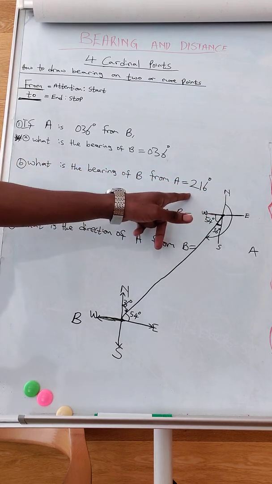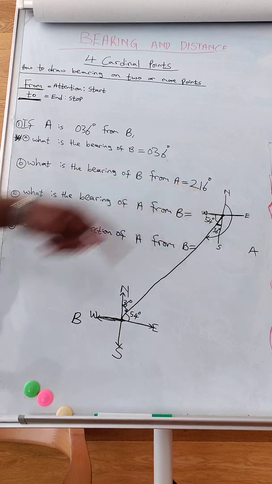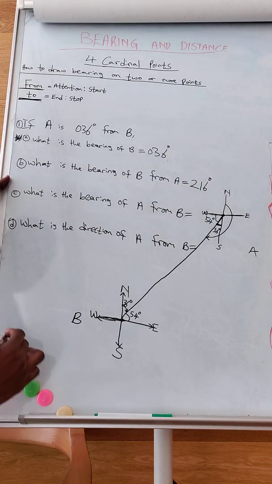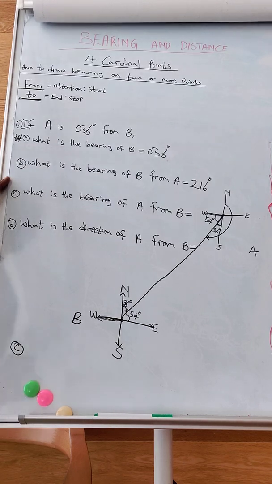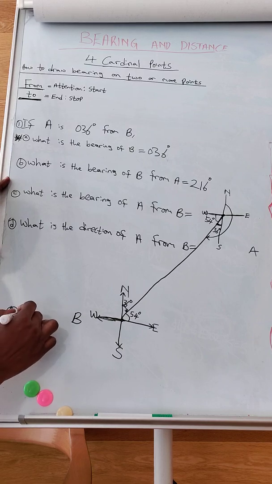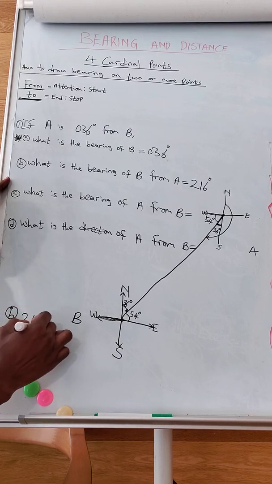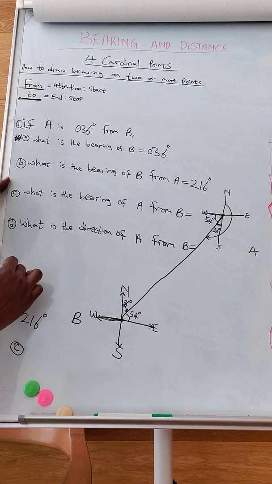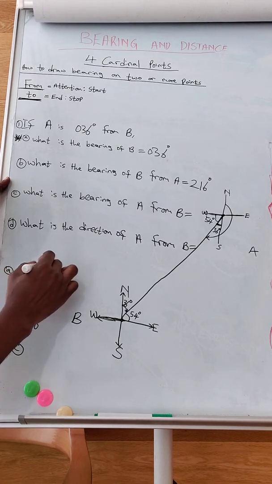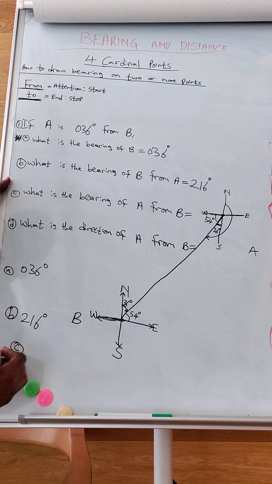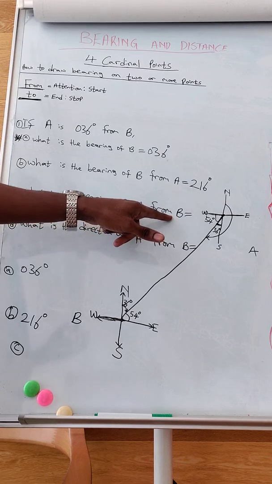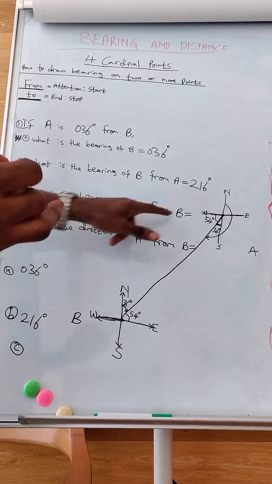That's why I'm writing everything on this part, there is no space. Forgive me. The next question, C. The answer to B is 216 degrees. A is 036 degrees. C, what is the bearing of A from B?